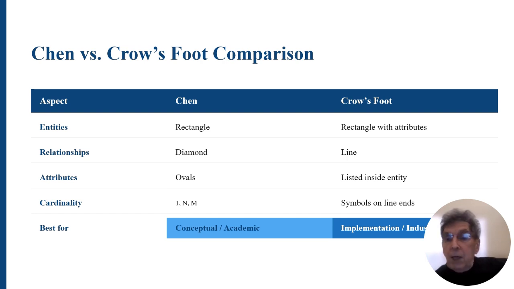Let's put these side by side and see what happens. On screen, you can see the same relationship, patient to visit, one to many, in both notations. The Chen notation shows the patient as a rectangle, the visit as a rectangle, and the has as a diamond between them.